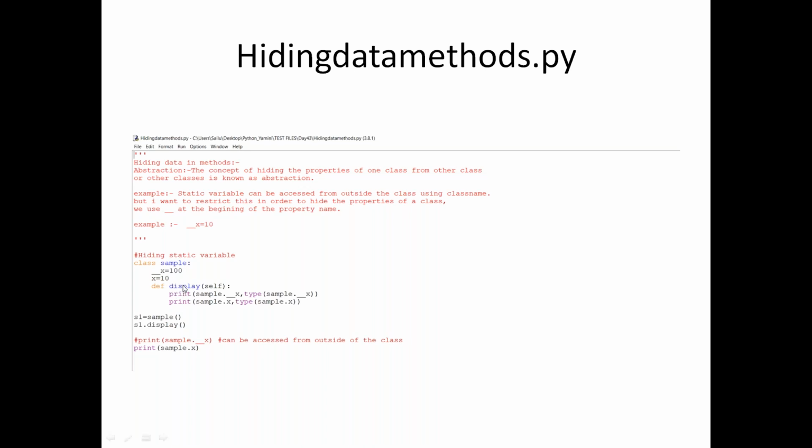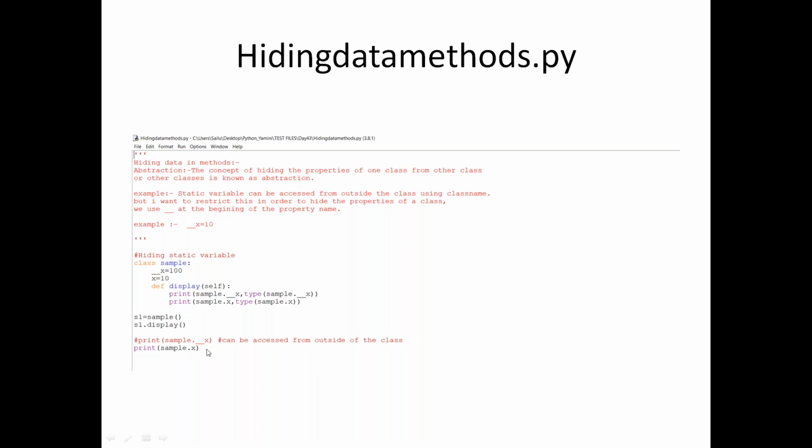So def display(self) is nothing but a method that is created. Print sample.__x, comma, type of sample.__x. So you can get the value of 100 and you can get the type of the x value. Similarly, when you try to print the normal x, you get the normal x. Now, when you create an object s1 = sample, which is the class name, an object is created. Now s1.display(), when you invoke the method, it's not a constructor, it's a method. The system is going to print this too.